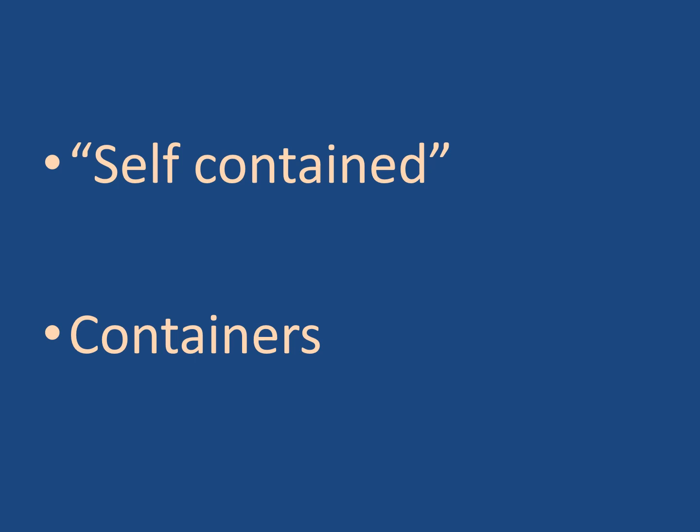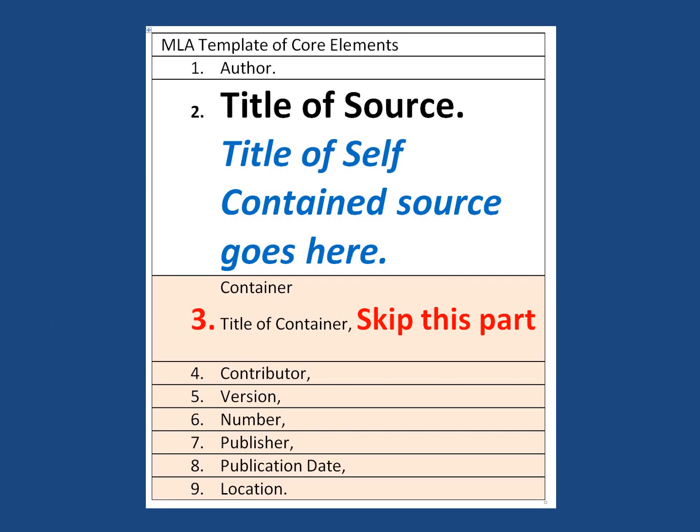How are the titles of self-contained sources written or styled in MLA works cited entries? MLA asks that we treat the titles of these sources as titles of sources. They are italicized and followed by a period. MLA asks that you skip item number 3, which is the title of the container and a comma. You skip it and just focus on titling the source, italicizing it, and ending it in a period.